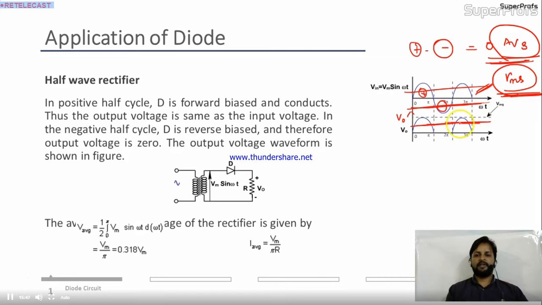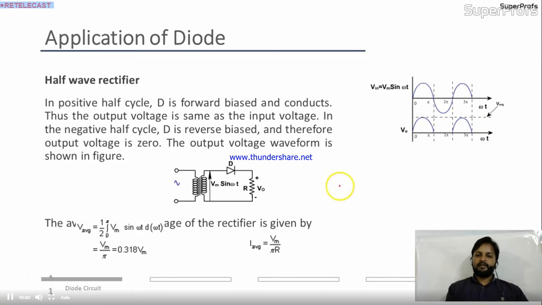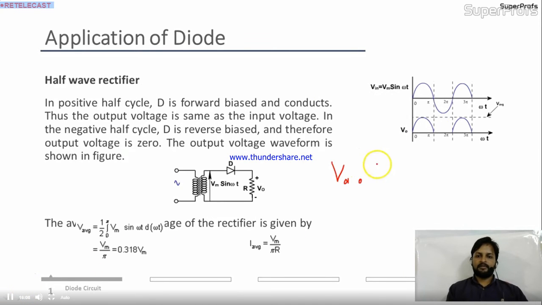But in this case, you can easily find out the I average. So it will be good to find I average or V average. Let's take V, because we are dealing with the voltage. So we can easily find out the V average. How to find V average? See, V average we have to calculate.